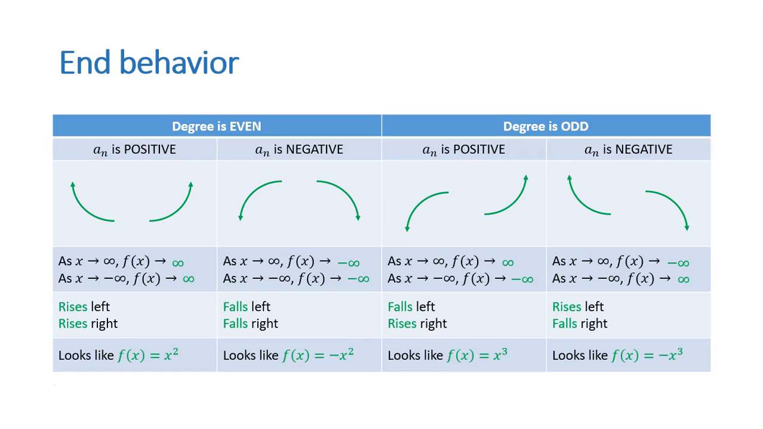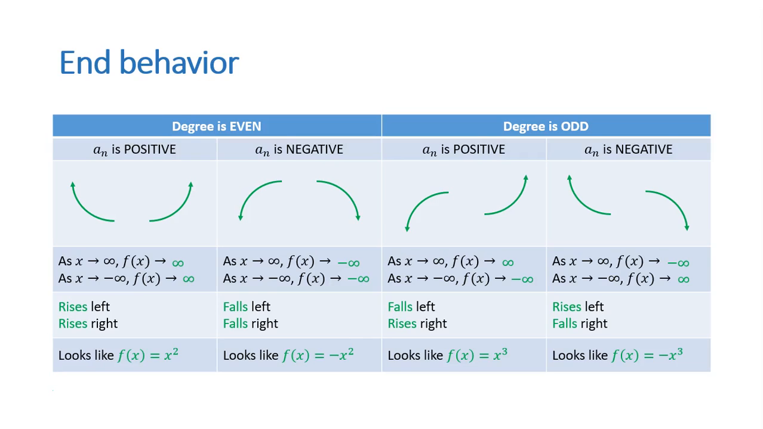So anytime you see even degree, in other words, highest exponent of 2, 4, 6, so on, and your leading coefficient, the coefficient out front, is positive, this is what your graph is going to look like on the tails of the graph. Our next possibility, suppose the degree is even but the leading coefficient is negative. Well, our arrows are pointing in the same way, but now they're pointing down. So we're falling to the left and we're falling to the right.